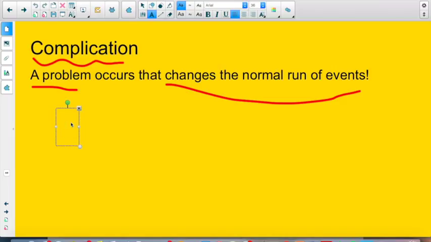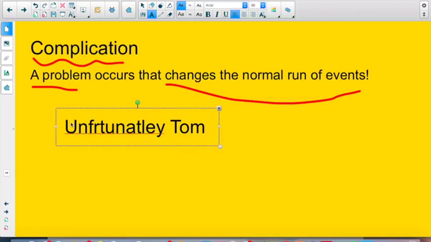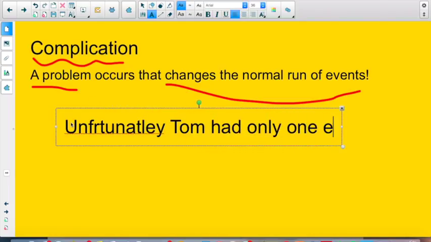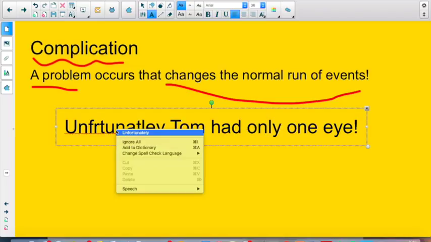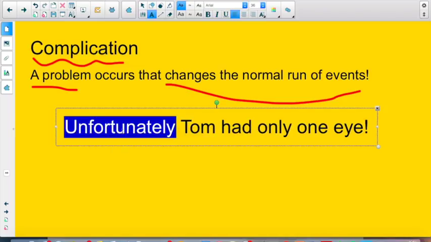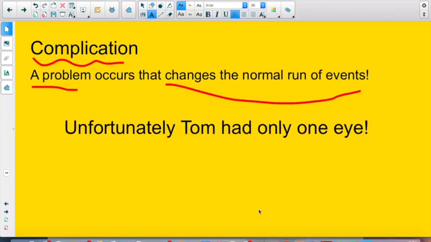Oh, that's a good one. Okay, so let's write that down then. Unfortunately, Tom had only one eye. It's very simple. So that's his problem. He's only got one eye. It's a pretty good problem. We'd want to make a paragraph out of that in our story, obviously telling maybe how he only had one eye and the rest of it, but this is a good start.